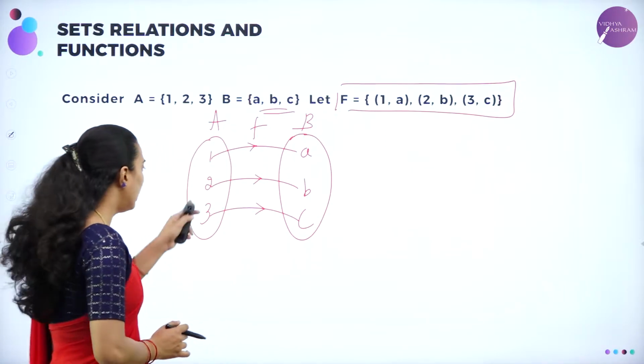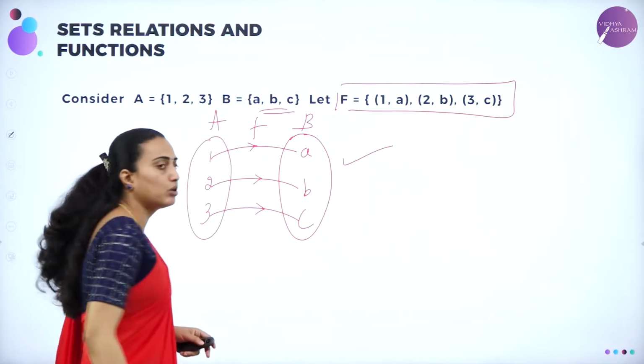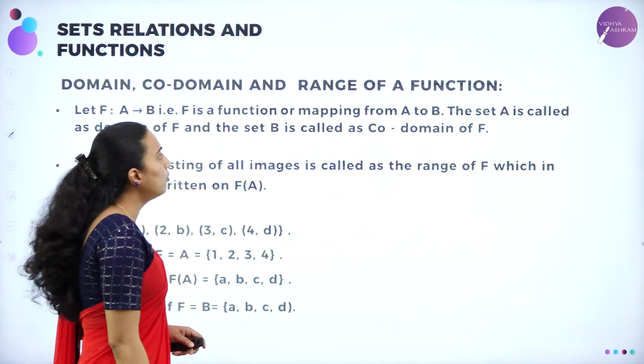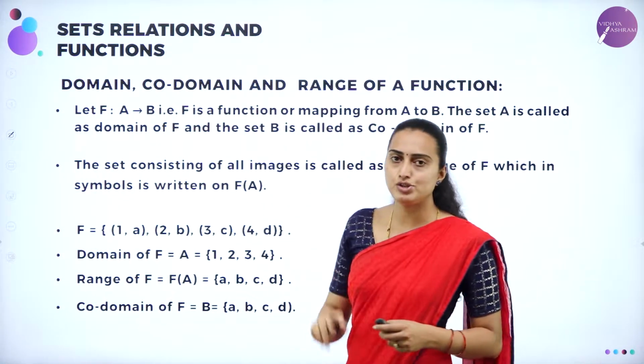Okay, so here this is going to be known as the function. That's it. So I think you understood this one. We'll move on to the next one. What do you mean by the domain, codomain and range of the function?